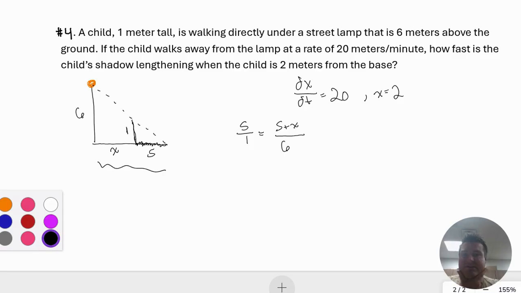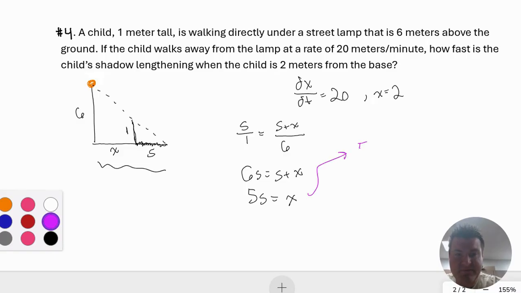So if I were to clean this up just a bit, what if I multiply both sides by that 6? I'm going to get 6s equals s plus x. Subtract s from both sides. I'm going to get 5s equals x. Okay, I'm ready to take the derivative of this. So I'm going to do that in purple here. When I take the derivative of this, I'm going to get 5 ds/dt equals 1 dx/dt.